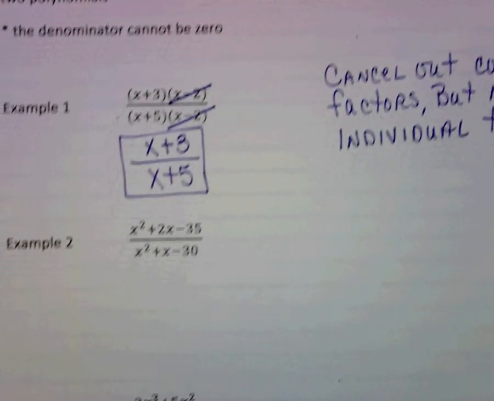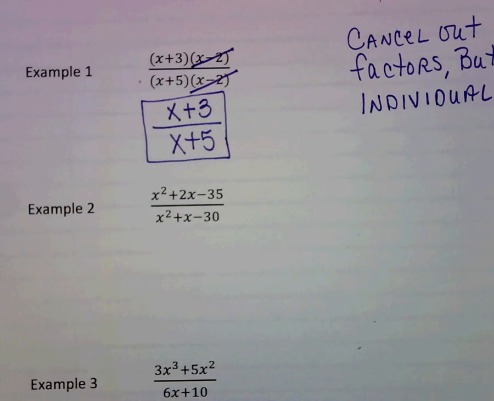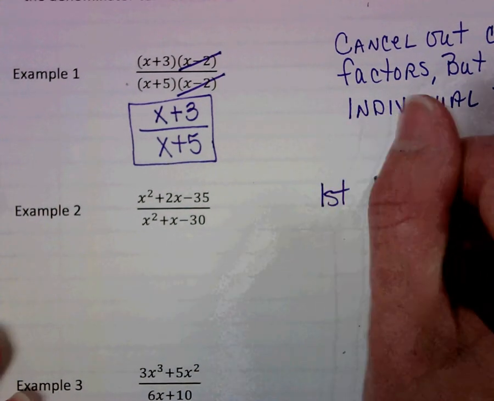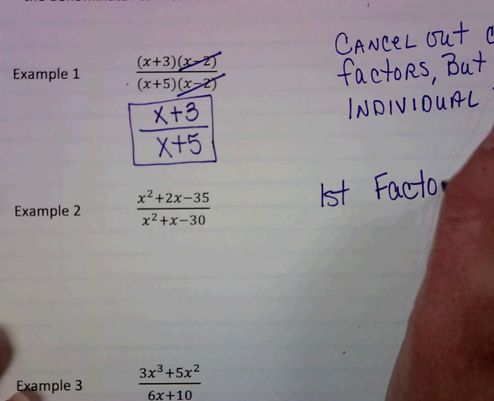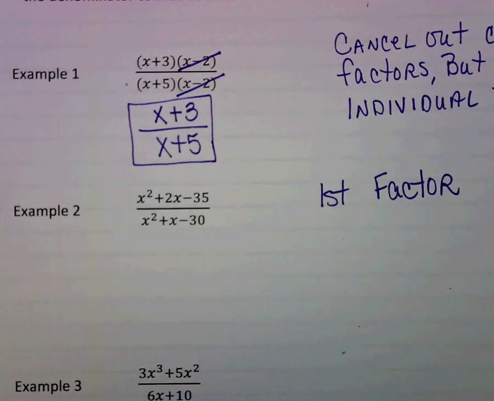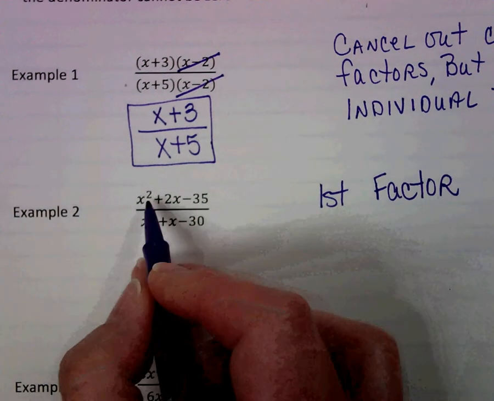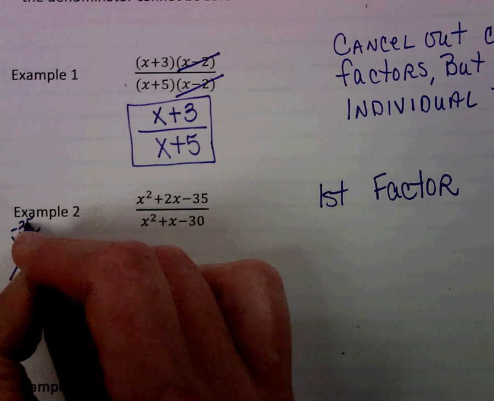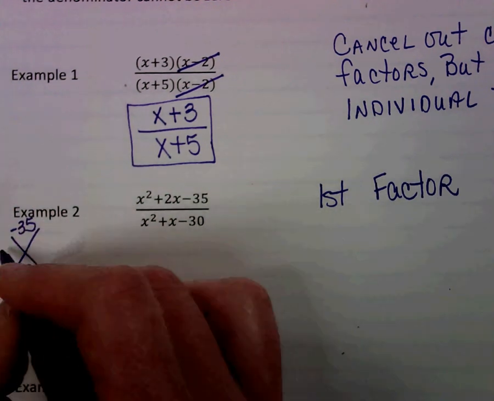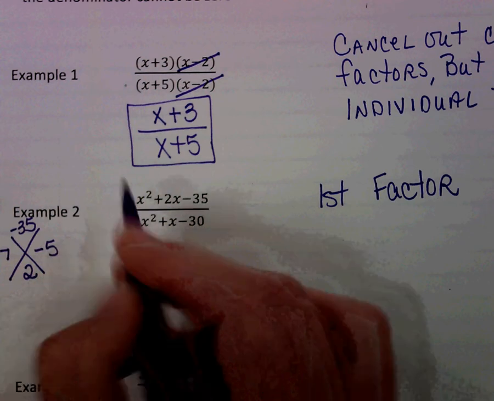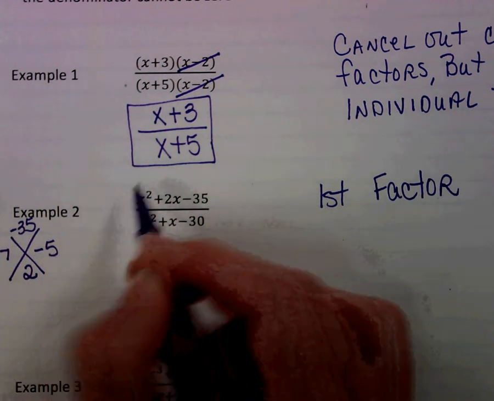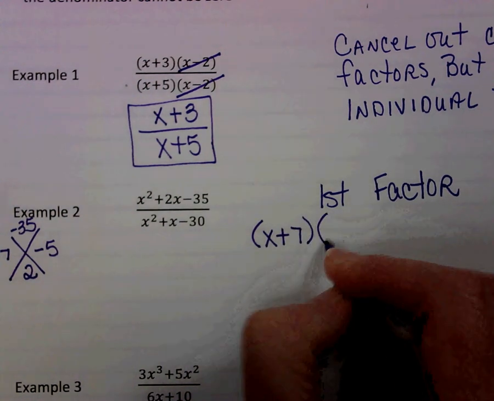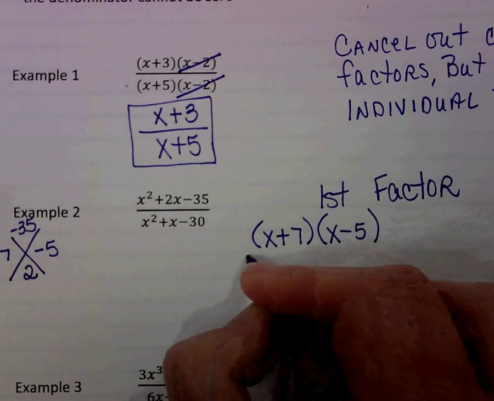Okay, in example number 2, we have a trinomial over a trinomial. So the first thing we're going to have to do is factor both of our trinomials. So this is where knowing how to factor comes into play. Starting with the trinomial in the numerator, I'm going to just set up my x. I have negative 35 and 2. So my factors would be 7 and negative 5. Because my a value is 1, I can do this the nice easy way. The factors are simply x plus 7 and x minus 5. So that wasn't too bad.